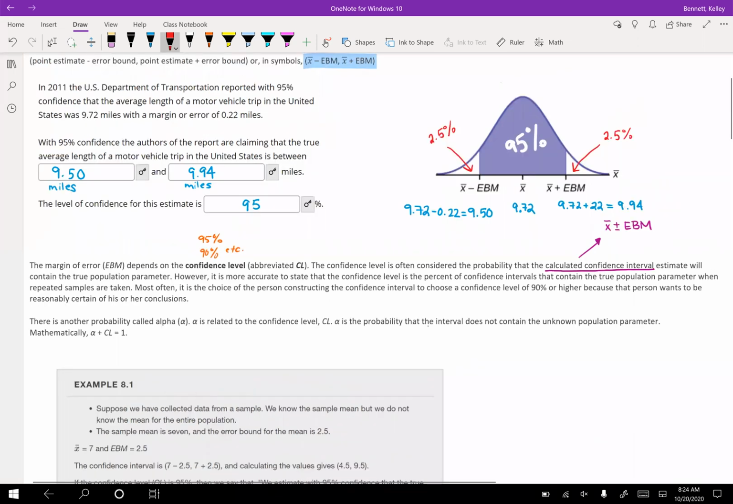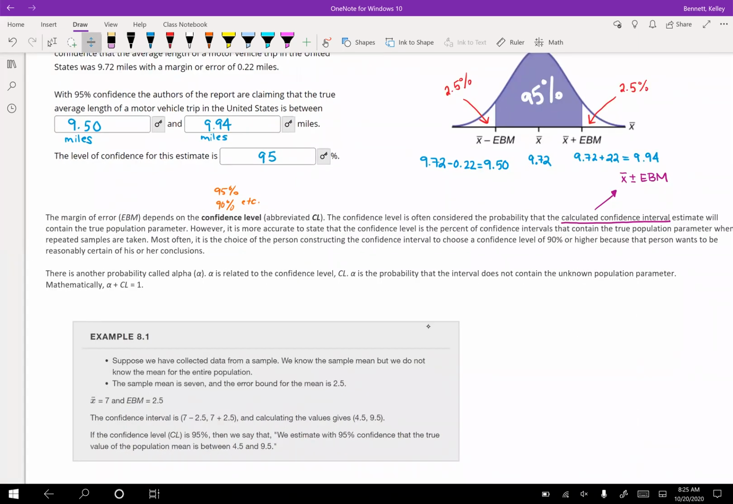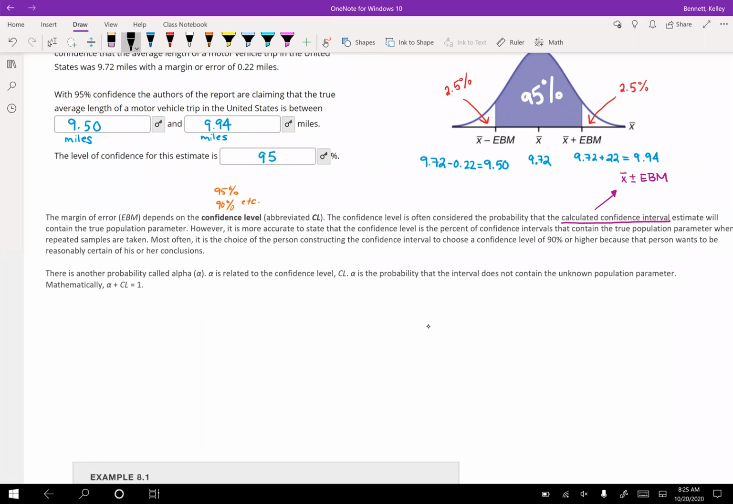I'm going to recopy this image here. Just for our example, notice that our interval was from 9.5, we had the mean, our point estimate, was 9.72, and then we had 9.94. And we just saw that the middle part was 95% and the outside had 2.5% on each side.